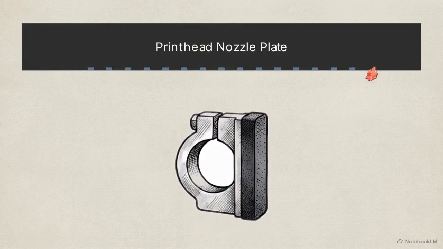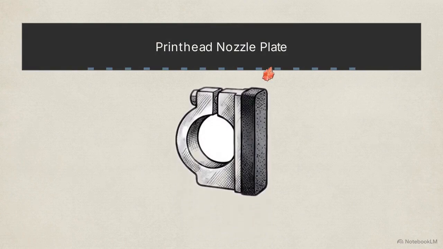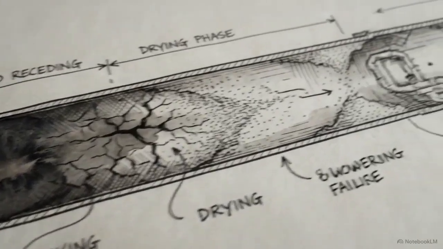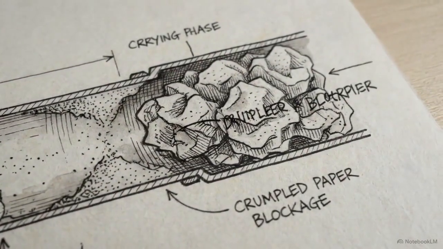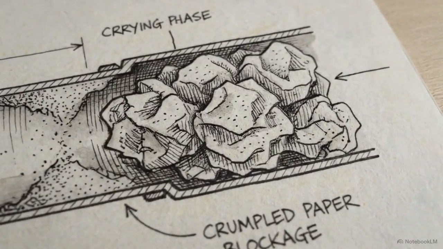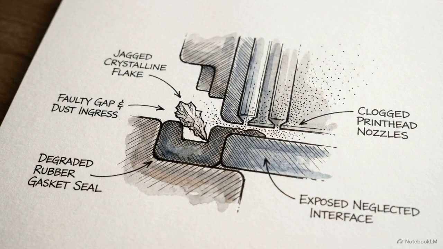A single flake of dried ink wedges into the gasket. It breaks the airtight lock, exposing the entire fluid system to the open air. These roadblocks compound quickly. A millimeter of contamination at the seal dries out the lines and ruins meters of final output. The internal engine fails because of negligence at the external borders.